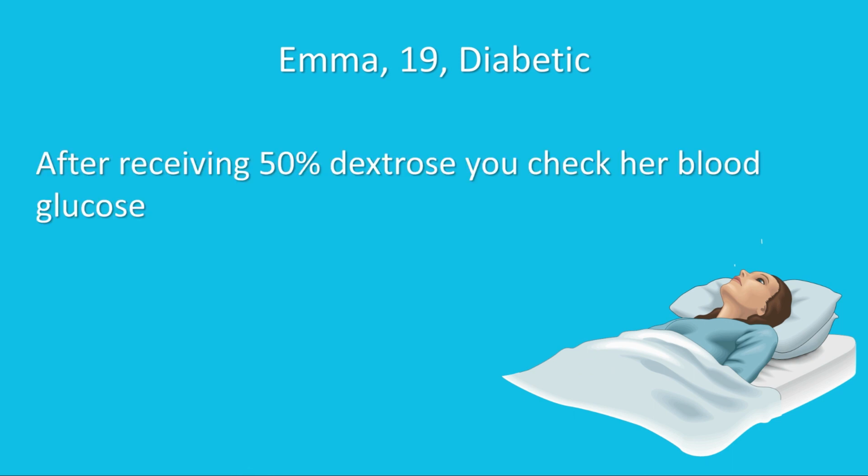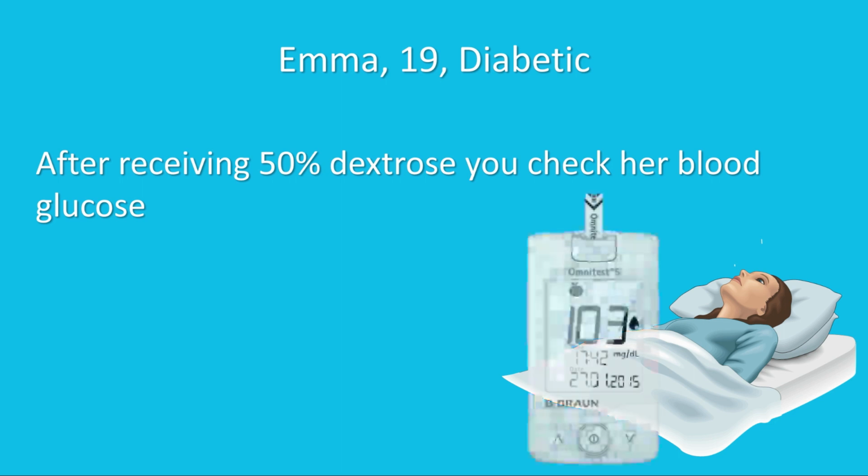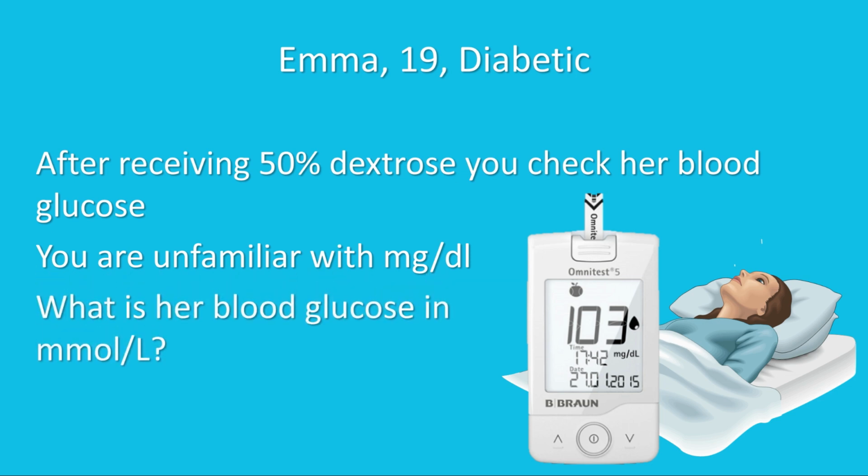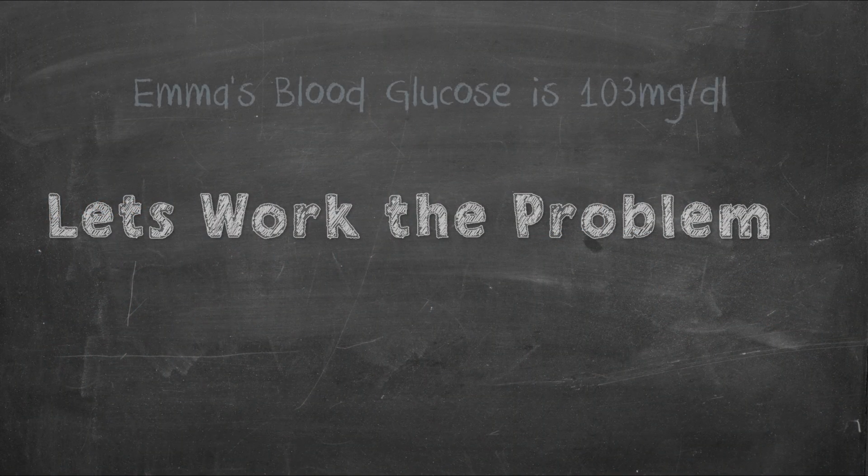After receiving 50% dextrose, you check her blood glucose with the strip machine and you get this result: 103 milligrams per deciliter. And if you, like me, are European and you are unfamiliar with milligrams per deciliter, how do you figure out what her blood glucose is in millimoles per liter? Well, let's work the problem.